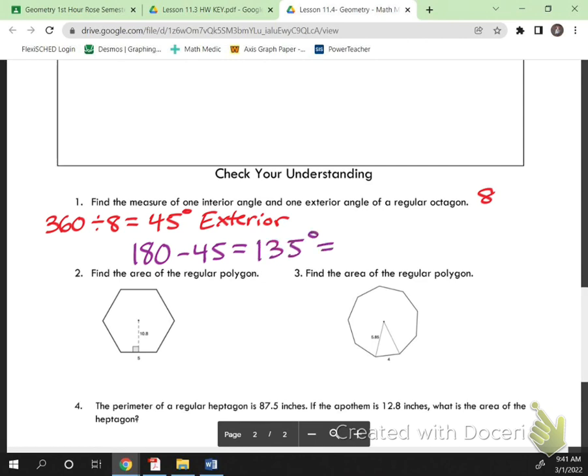Yes, because it is a linear pair. One interior angle, one exterior angle. Those guys add to 180. Made a linear pair. Great, we did number one. Number one's review.